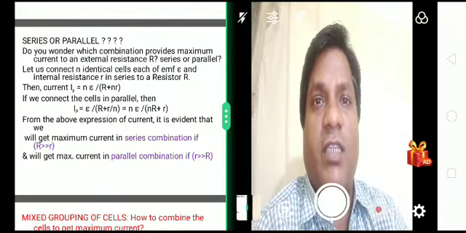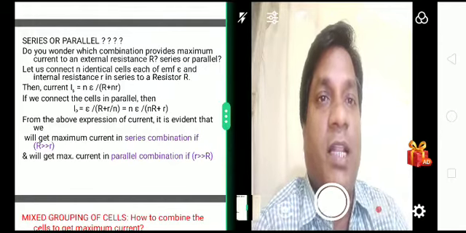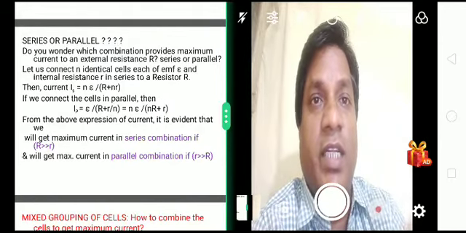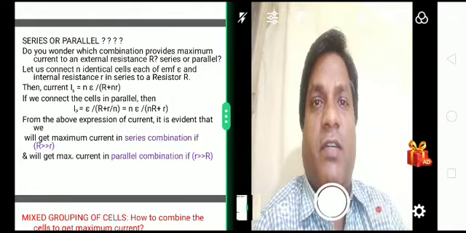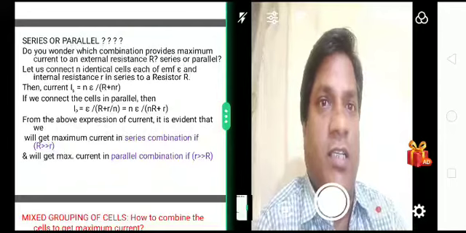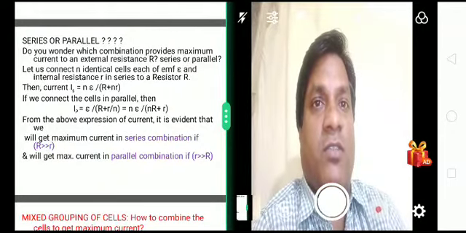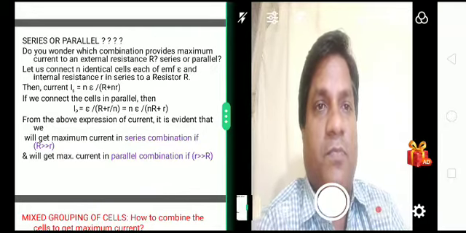So if external resistance is much higher than the internal resistance, then parallel combination cannot be used. We need a series combination. Similarly, if the external resistance is low and internal resistance is high, then in series combination the current will be too low. So we prefer parallel combination.